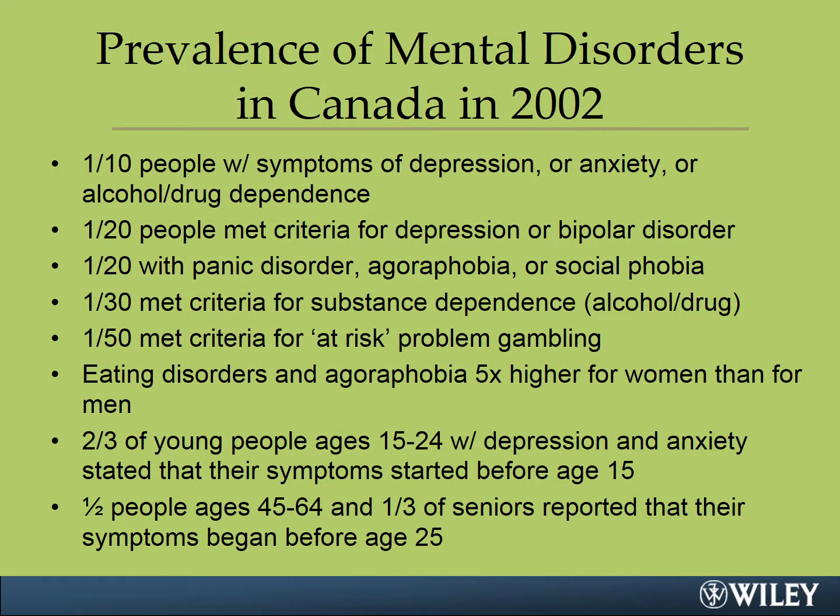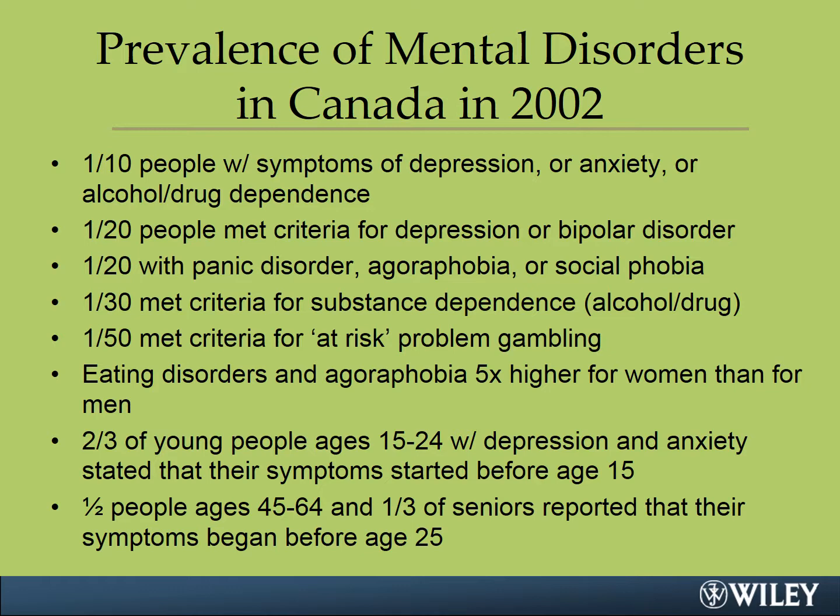Prevalence of mental disorders in Canada in 2002. 1 in 10 people had symptoms of depression, anxiety, or alcohol or drug dependence. 1 out of 20 people met the criteria for depression or bipolar disorder. 1 out of 20 had panic disorder, agoraphobia, or social phobia. 1 in 30 met criteria for substance dependence, alcohol or drug. 1 in 50 met criteria for at-risk problem gambling.